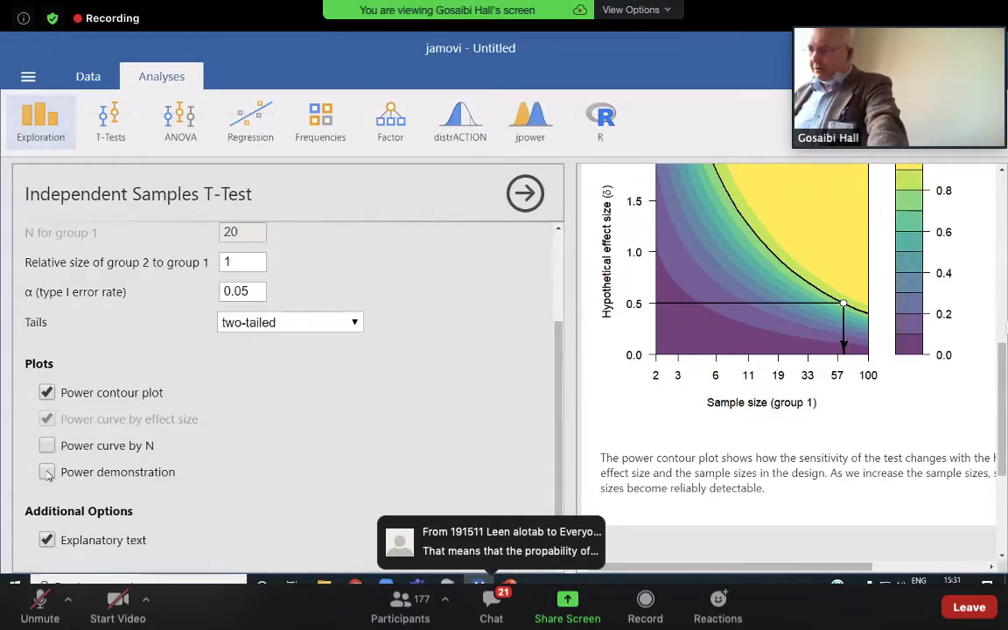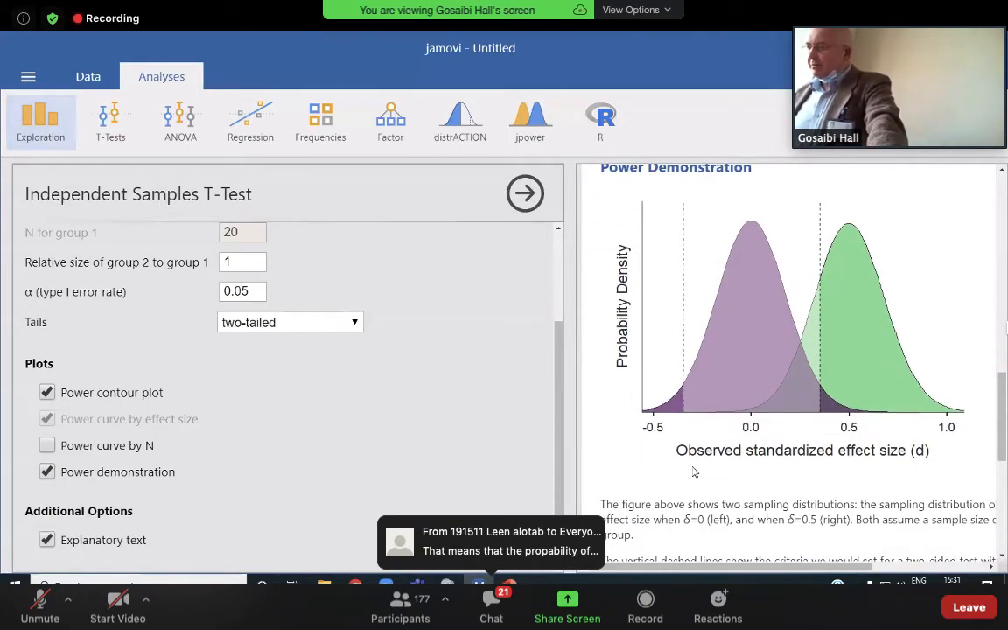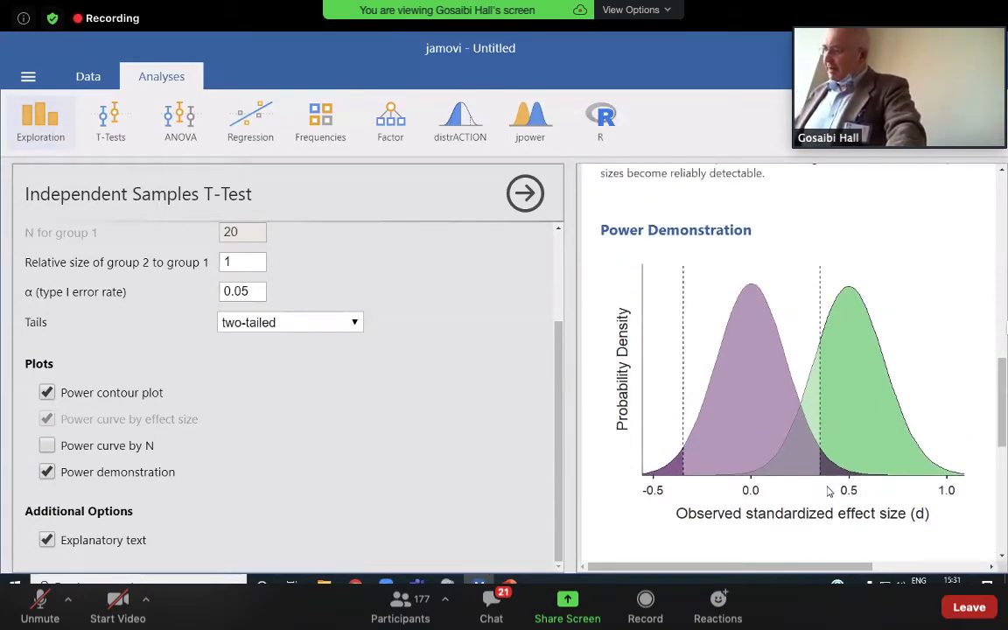Okay, power demonstration. Yeah, here we go. It's the same as what we had with G*Power. It's the same diagram. This is the null hypothesis. This is the alternative hypothesis for an effect size of 0.5. And this area here is 20%. And if I have 64 patients in each group, so a total of 128 in my study, then I would have an 80% chance of getting a statistically significant result. Of course, this assumes that the effect size is 0.5. If the effect size is larger, then my power increases, okay?